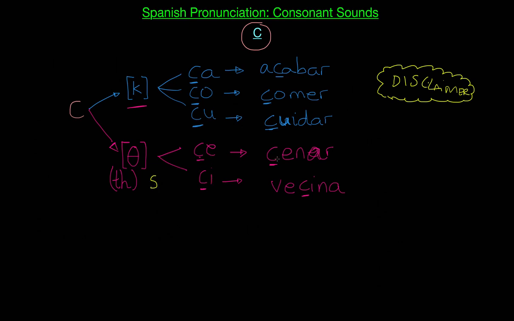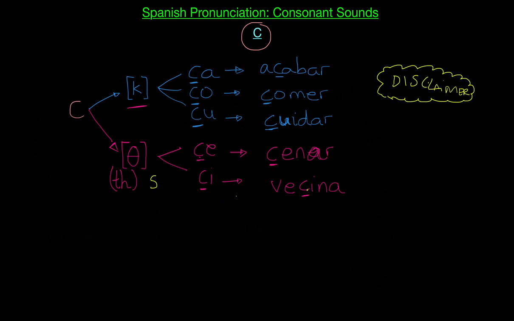So if you hear someone saying cenar with an S instead of th, or saying vecina with an S, it's perfectly correct as well. It just depends on what variety of Spanish that person is speaking. And if you're learning Spanish with someone from Latin America or the Canary Islands, that's what you're going to come across. They're not wrong, it's completely correct. It just depends on where the speaker is from. So this is pretty much it for the pronunciation of the C.